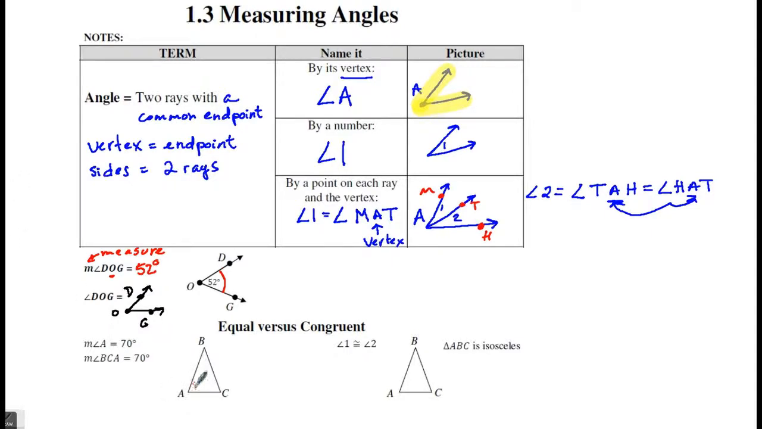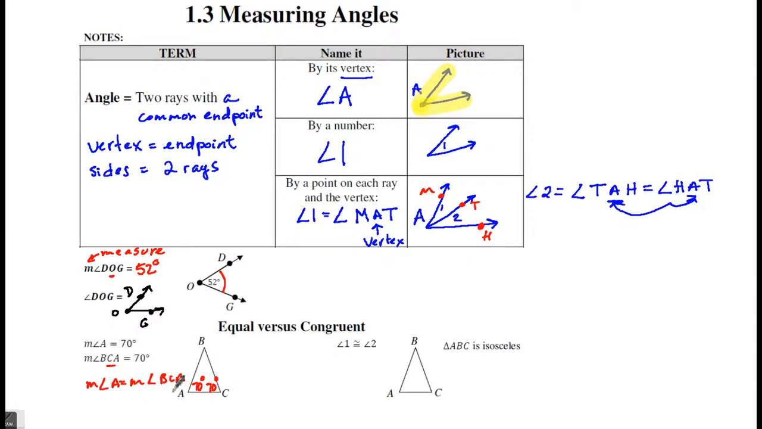And the measurement of angle BCA, that's this one right here, is also 70 degrees. So that means these angles are equal, because we know that the measurement of angle A is equal to the measurement of angle BCA, and they're both equal to 70. So anytime you have a specific value, that's equal.